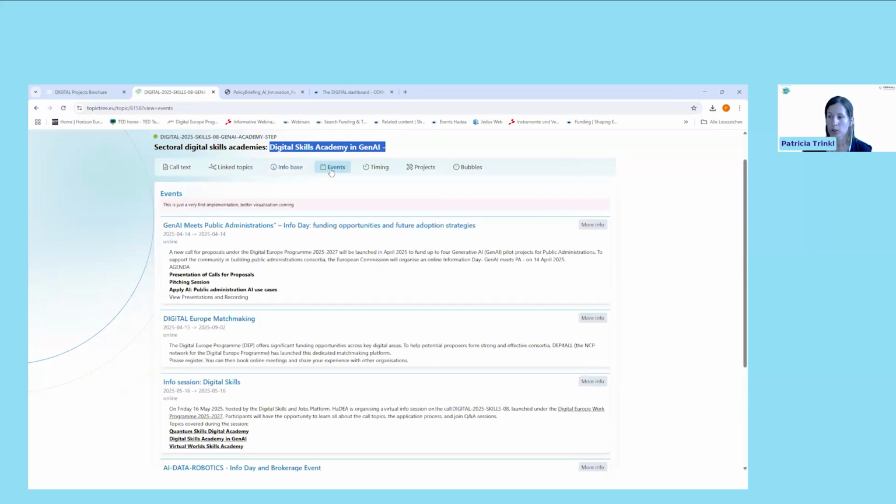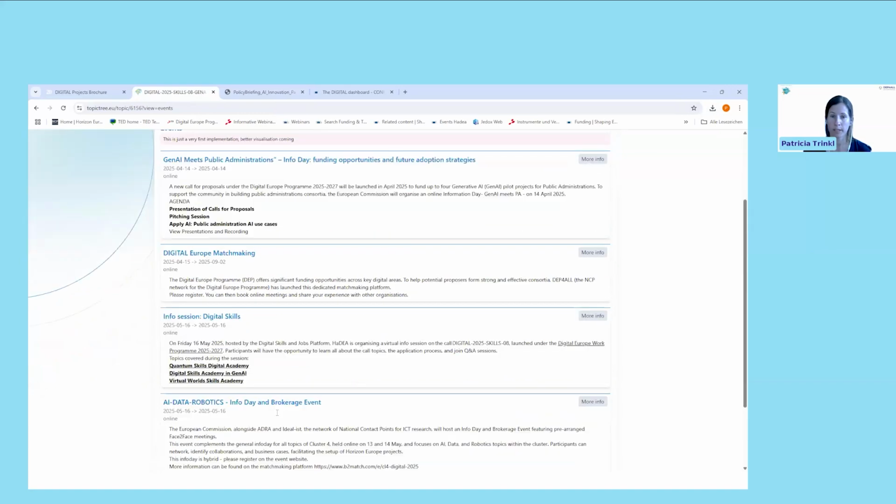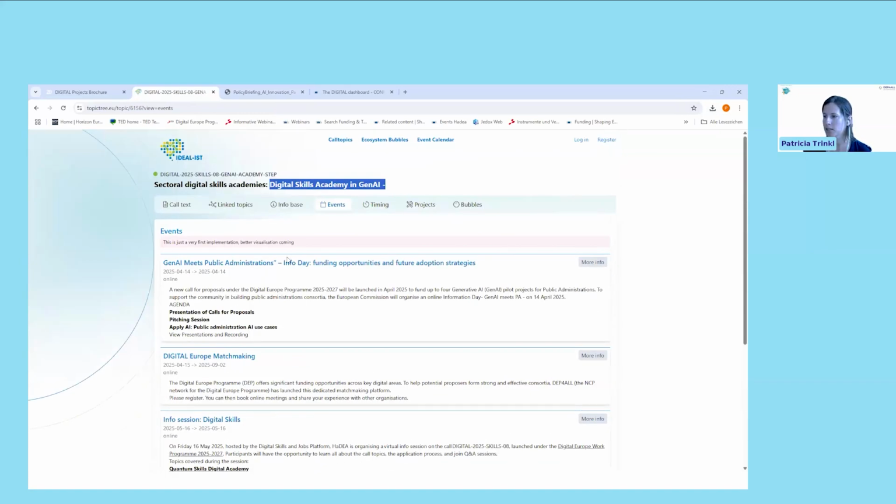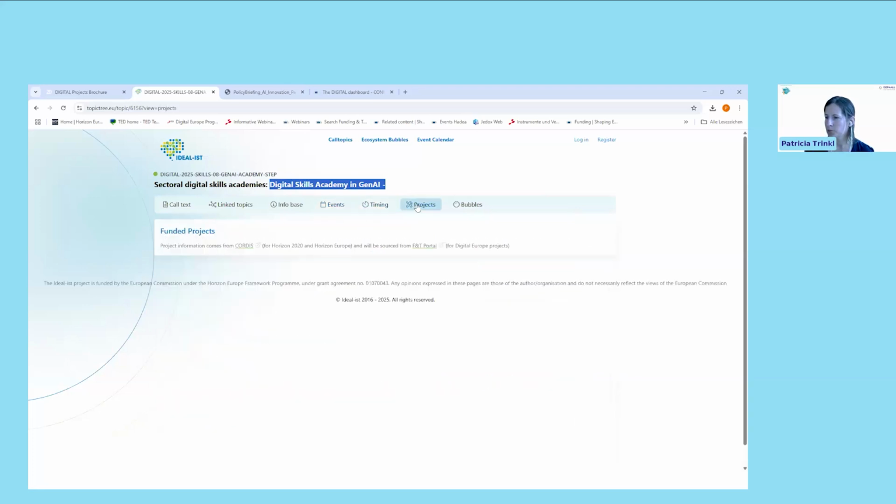You have all the events which are related to this topic. So if this event is upcoming, of course, you find the link to jump there. And you can also see what happened so far. So maybe there are some recordings and presentations, so you can go there. And what is also really nice, and now, of course, it's empty, the already funded projects. So you see for Horizon 2020 and Horizon Europe, if there are funded projects under these topics, they will be linked here, or you can jump to the Funding and Tender Portal.